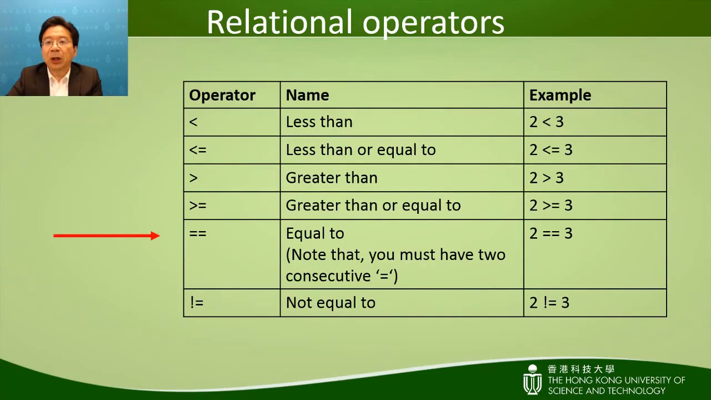The equal to operator consists of two consecutive equal signs. Remember that if there is just one equal sign, you are referring to the assignment statement. Lastly, the exclamation mark together with the equal sign is the not equal to operator. 2 != 3 is true. Remember that the exclamation mark should not be confused with the vertical bar symbol.